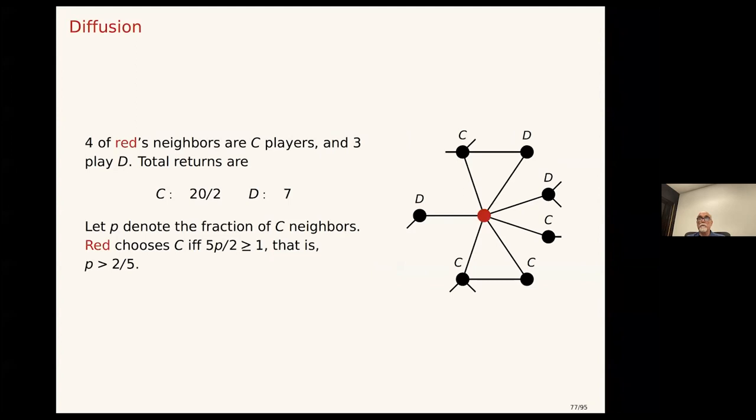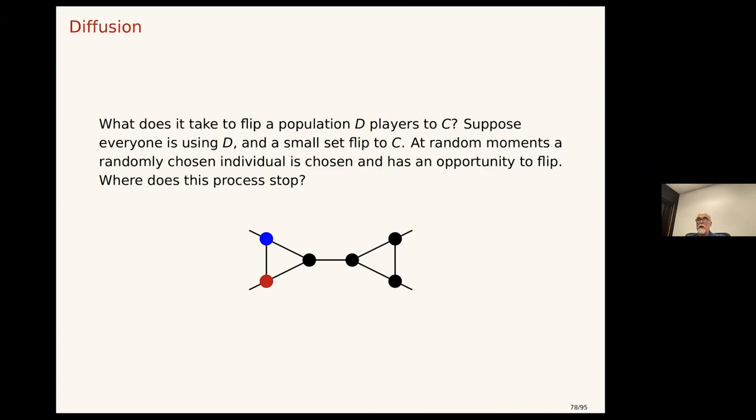Suppose that the first person we draw at random is the dot that has now just turned from black to blue. Now, what is this person going to do? That's a good question, and I need to look at my notes to find out. This person is connected up, he has one neighbor playing C. This is the threshold: in order for C to be a better response than D, you need to have two fifths of your neighbors playing C.